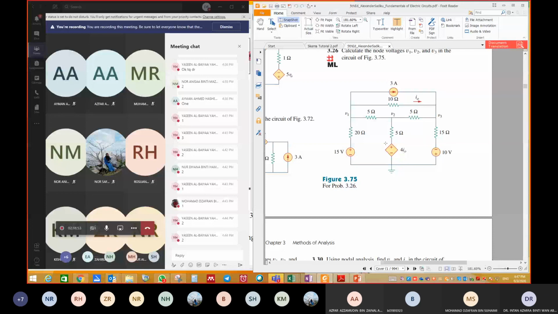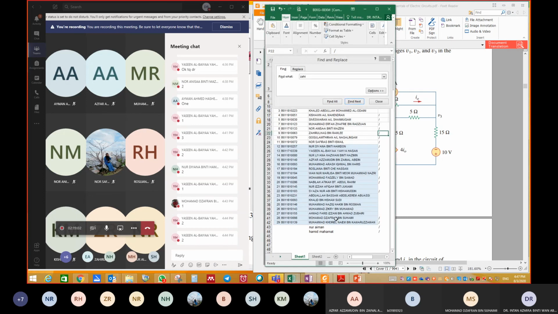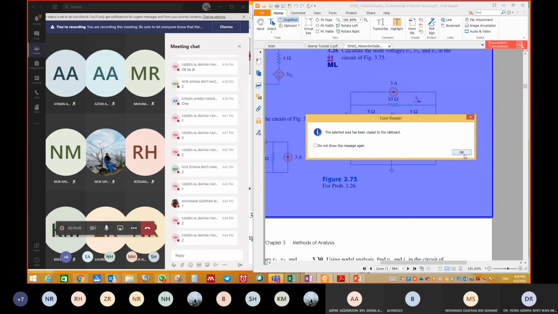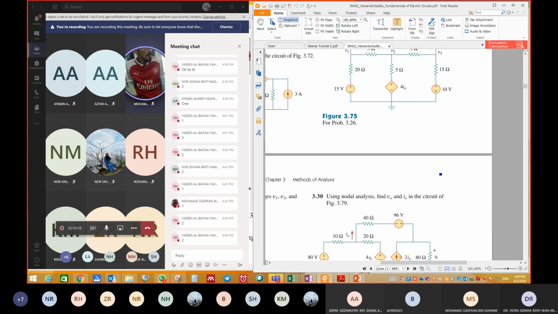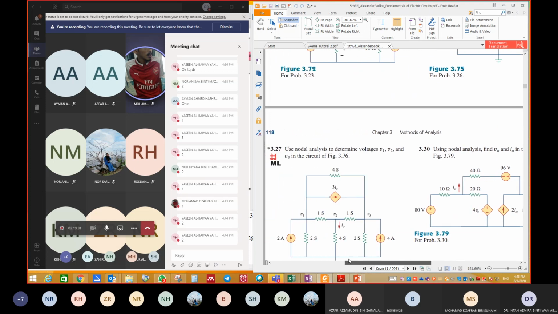Okay, what is the voltage drop across 5 ohm? Zafran, what is the V across 5 ohm? Let's say the current flows through to the ground. So V of 5 ohm is equal to? V2 minus 4 I naught, divided by 5. Good.